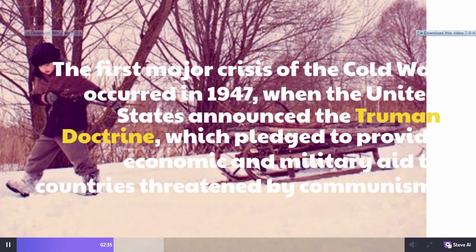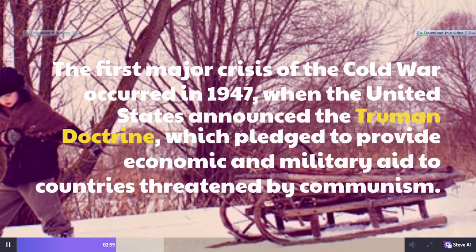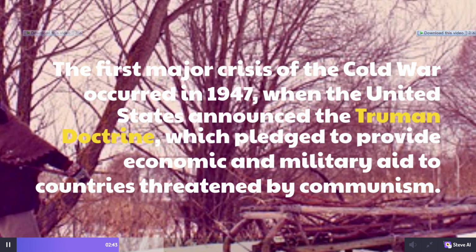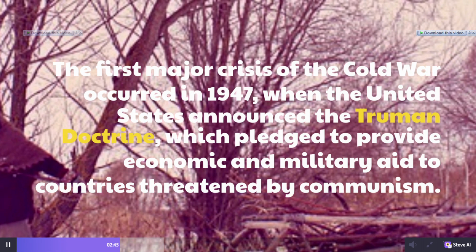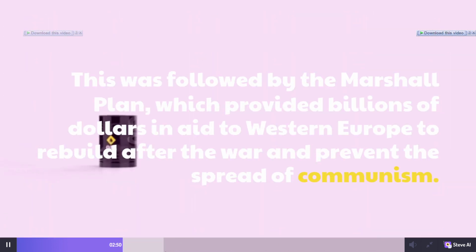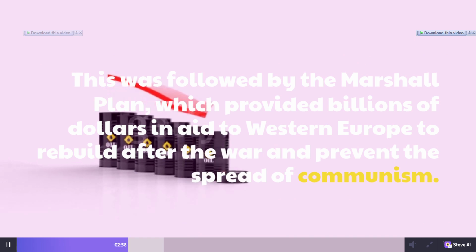The first major crisis of the Cold War occurred in 1947, when the United States announced the Truman Doctrine, which pledged to provide economic and military aid to countries threatened by communism. This was followed by the Marshall Plan, which provided billions of dollars in aid to Western Europe to rebuild after the war and prevent the spread of communism.